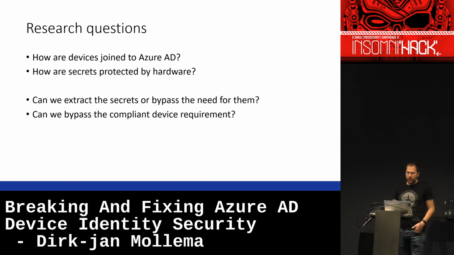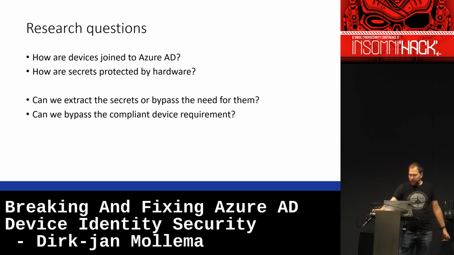So when I started this, I had a couple of research questions. And first of all, how are devices actually joined to Azure AD? And how are the secrets that are involved actually protected by hardware? And of course, if we know how it works, then we can also look at if it's possible to extract these secrets anyway, even though they should be hardware protected, and if it's possible to bypass the device compliancy requirement, because of course, as an attacker, that's quite interesting to know.